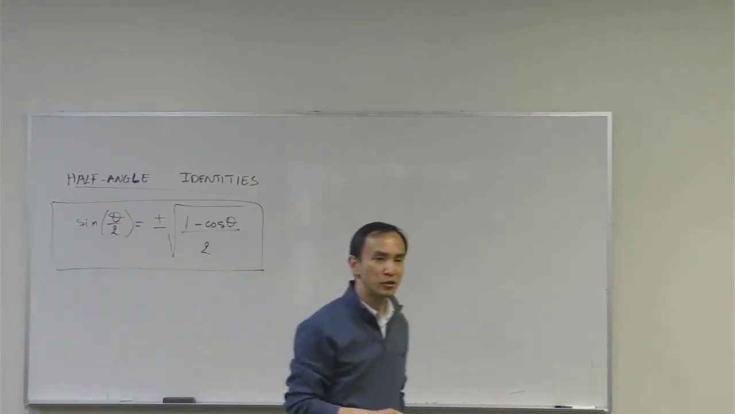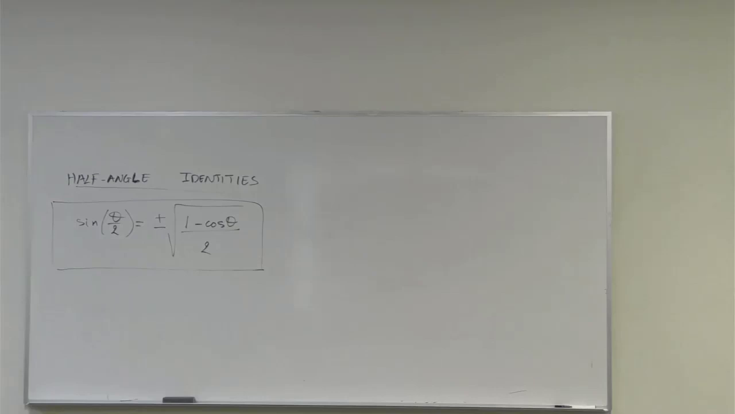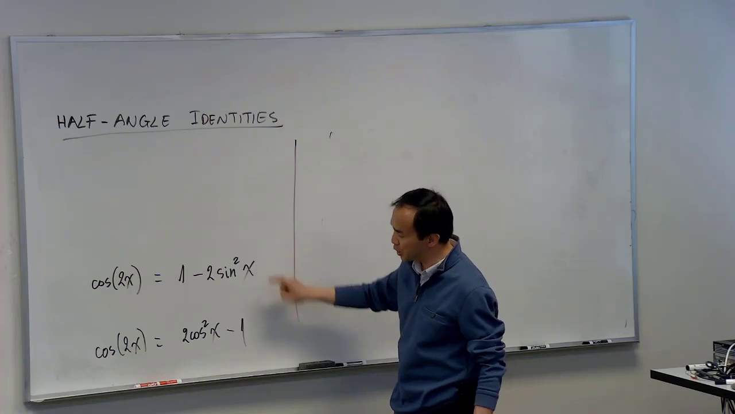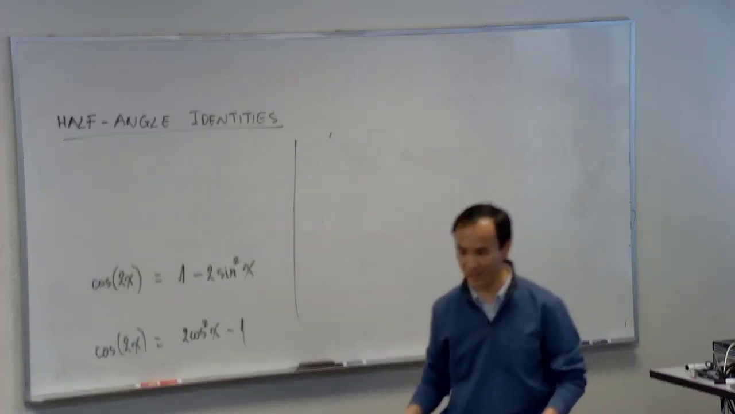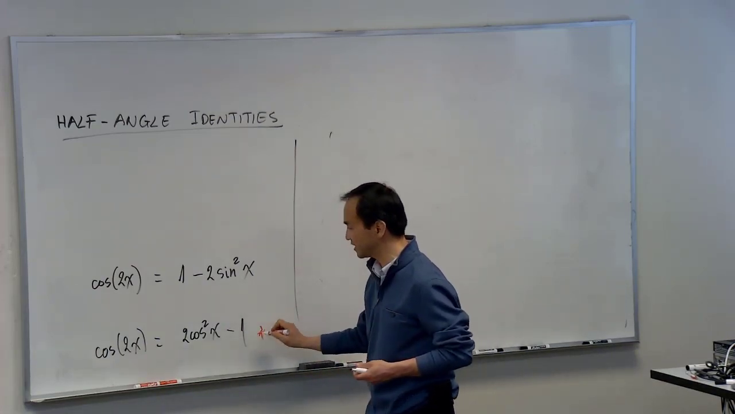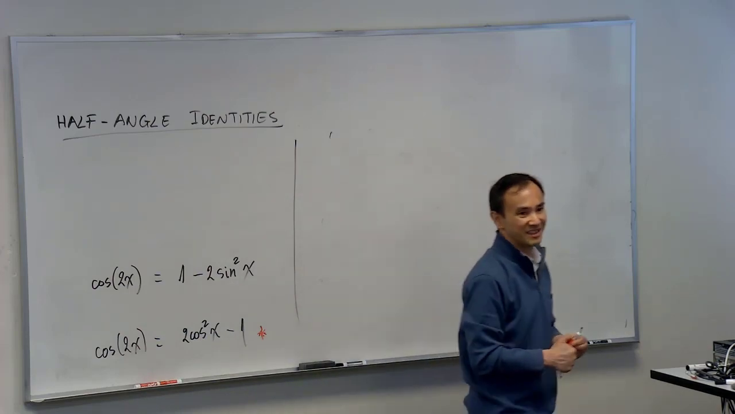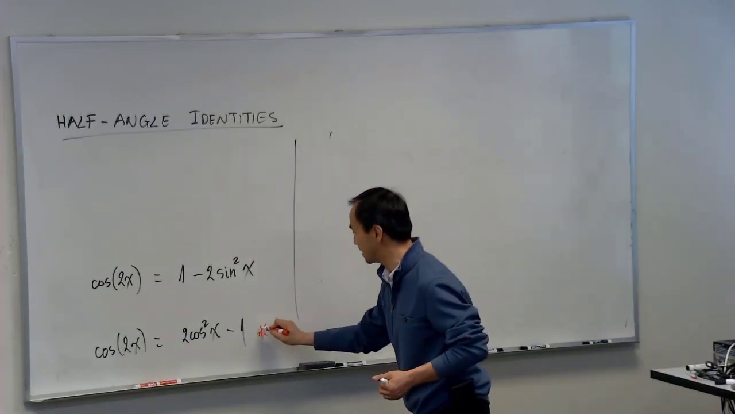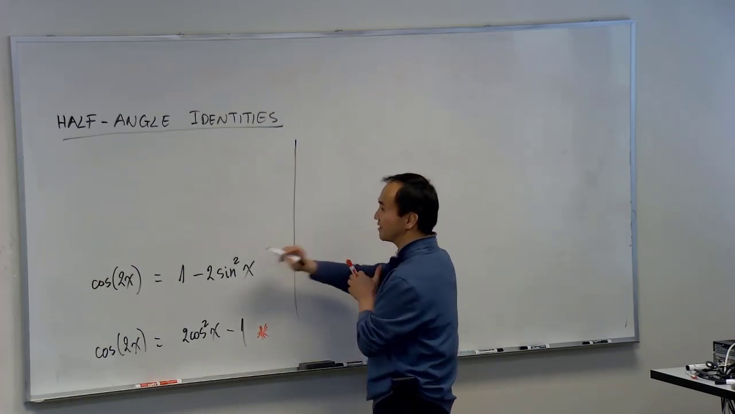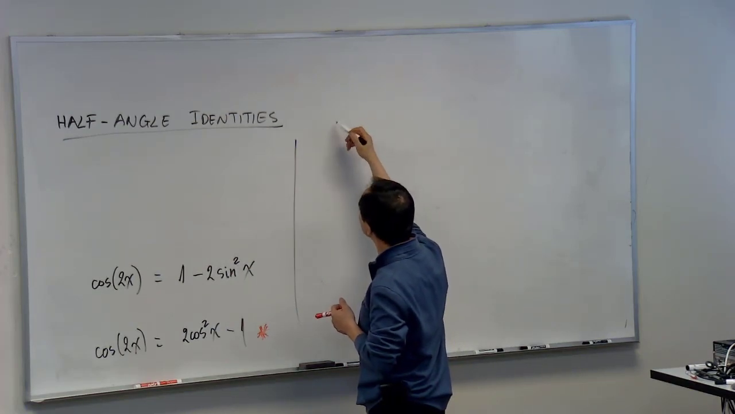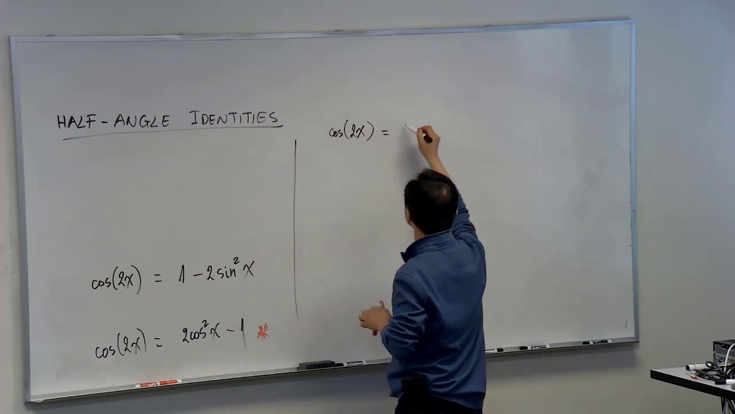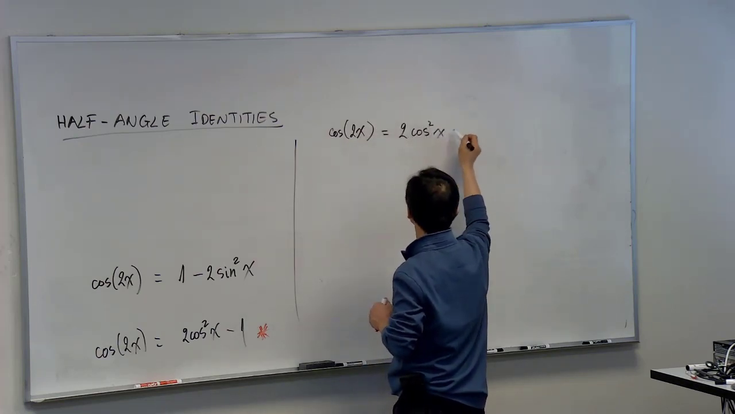I'm going to come back to this board right here, and we're going to derive the other half angle identity, cosine of a half angle. Now, once again, from these two known double angle identities, I'm going to now focus on this other one, the one that relates the cosine and the cosine of 2 theta. Okay. So what I'm seeing here, by paying closer attention to this one, let's write it down. Cosine of 2x equals 2 cosine squared of x minus 1.